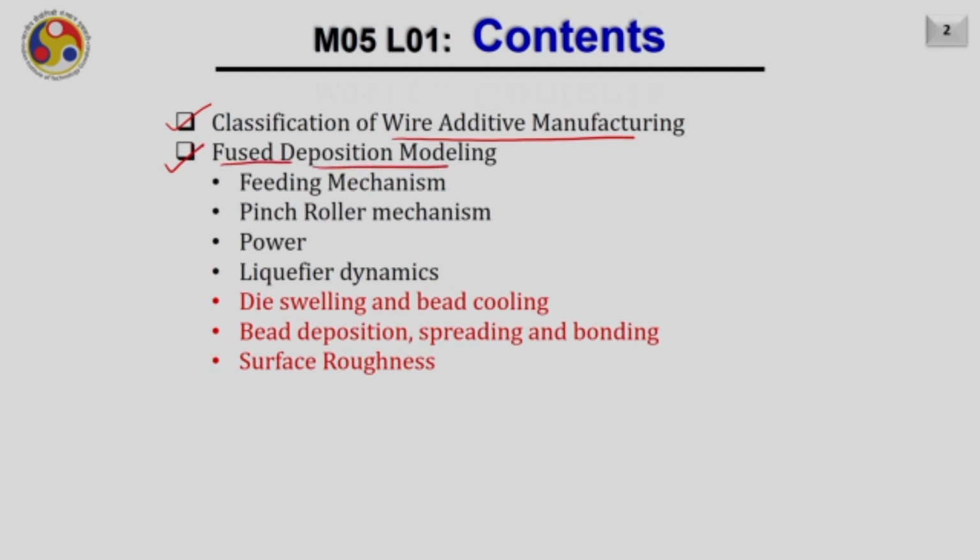In the fused deposition modeling, we are going to discuss these topics. We shall discuss the feeding mechanism of wire. We shall discuss the pinch roller mechanism, the power required to push the wire into the liquefier, and the liquefier dynamics. So, all these phenomena we will be able to cover in the first lecture, and in the second lecture related to FDM, we shall discuss the die swelling phenomena and bead cooling, the bead deposition, spreading and its bonding, and finally the surface roughness we usually obtain in the FDM process.